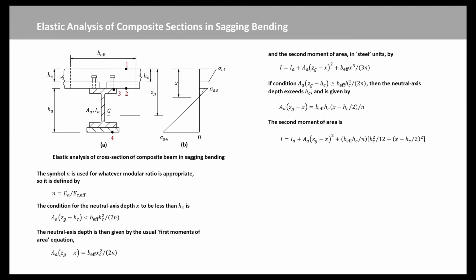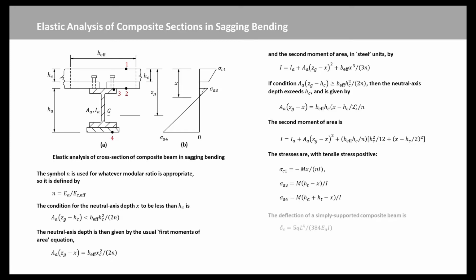In global analysis, it is sometimes convenient to use values of I based on the uncracked composite section. In sagging bending, the difference between the cracked and uncracked values of I is usually small. Stresses due to a sagging bending moment M are normally calculated in concrete only at level 1 in this figure, and in steel at levels 3 and 4. These stresses are shown here, with tensile stress positive.